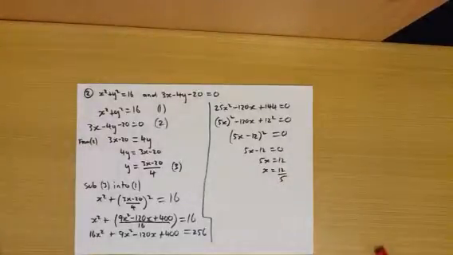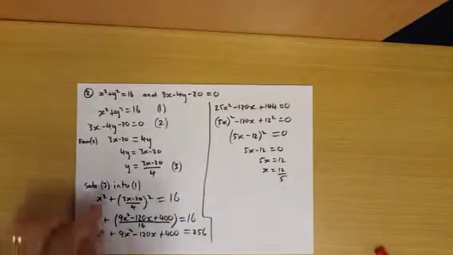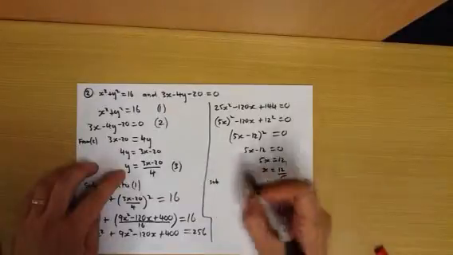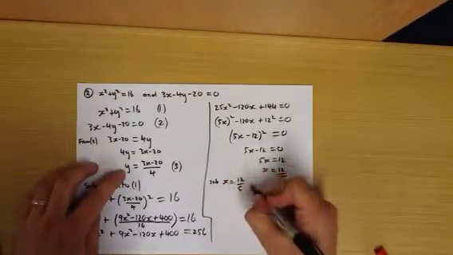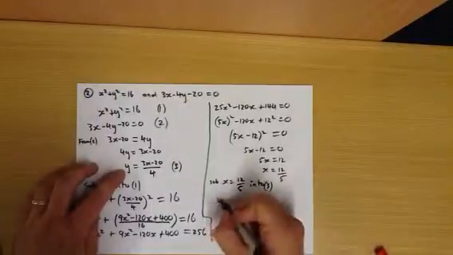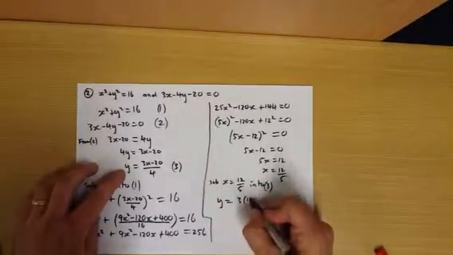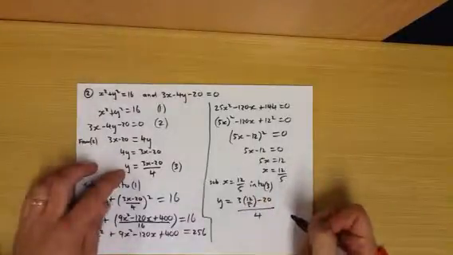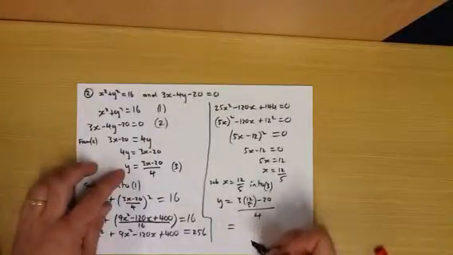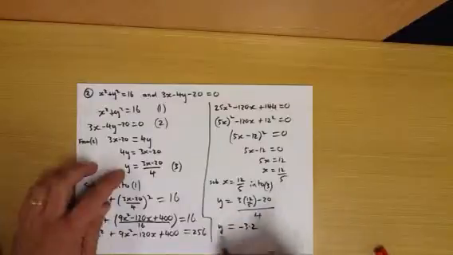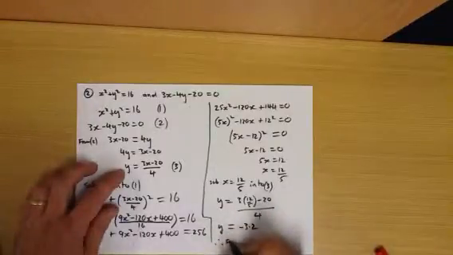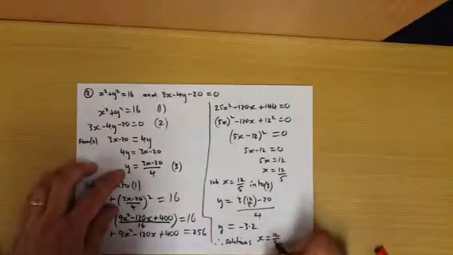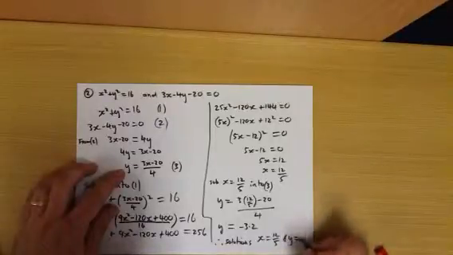Now I've still got to substitute back into the original equation to find y. I think the best one to substitute into is equation 3. So sub x equals 12 on 5 into 3. We get y equals 3 times 12 on 5 minus 20 on 4. Put that in your calculator and you'll get minus 3.2. So the solutions are x equals 12 over 5 and y equals minus 3.2.